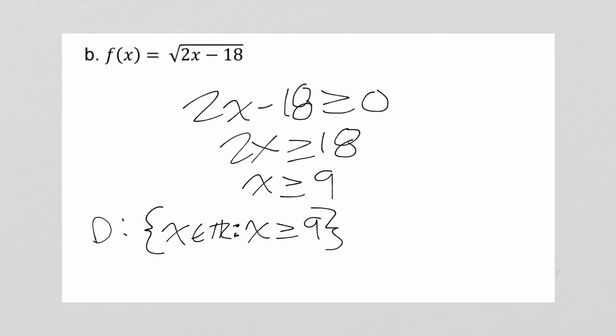I can close it, and I can say the same exact thing using interval notation by saying x is in the interval starting at positive 9 and continuing onwards to positive infinity. But look, I'm including 9 by using a bracket.